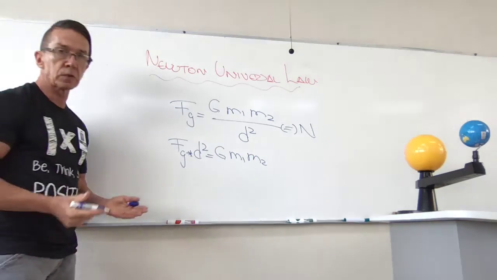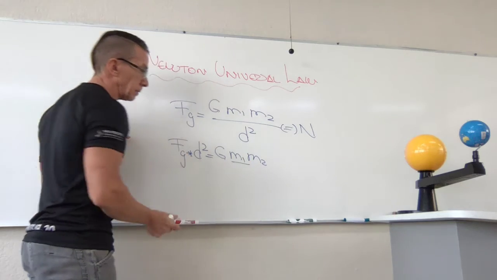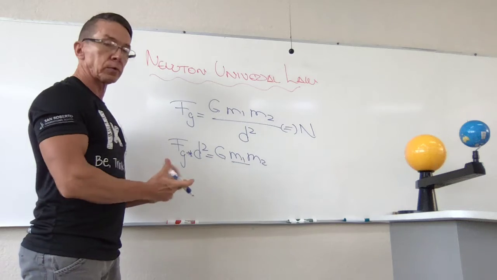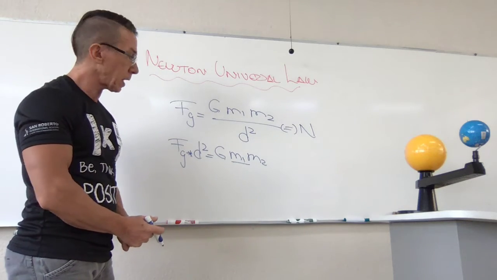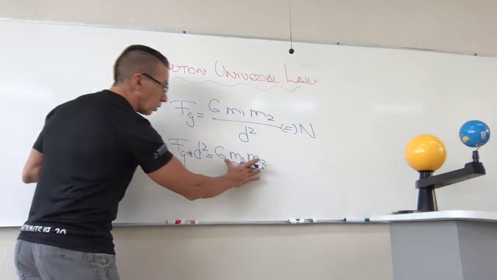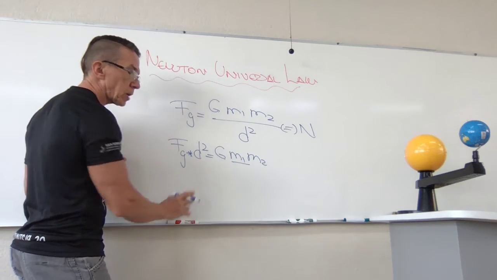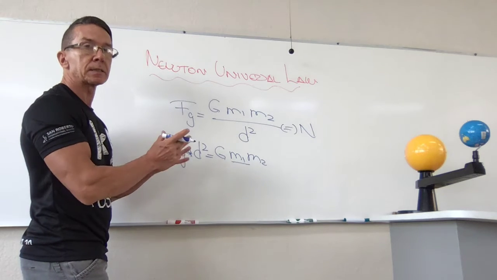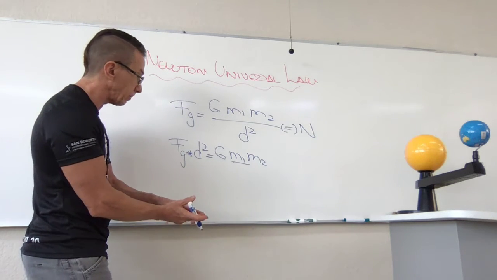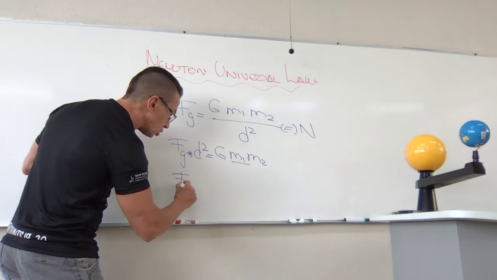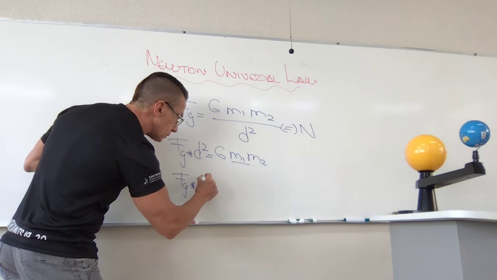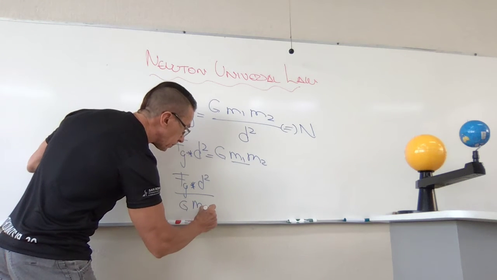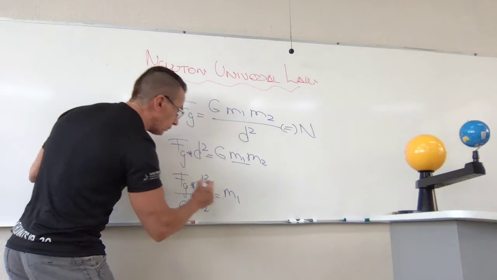The next thing is we want to leave alone m1. G and m2 are multiplying m1. So how do we pass them to the other side of the equal sign? Dividing. So we grab them and we pass them to the other side. Remember, when you pass something to the other side of the equal sign, it will pass divided as a denominator. So you will have Fg times distance squared divided by G m2. And that will be the formula for mass 1.